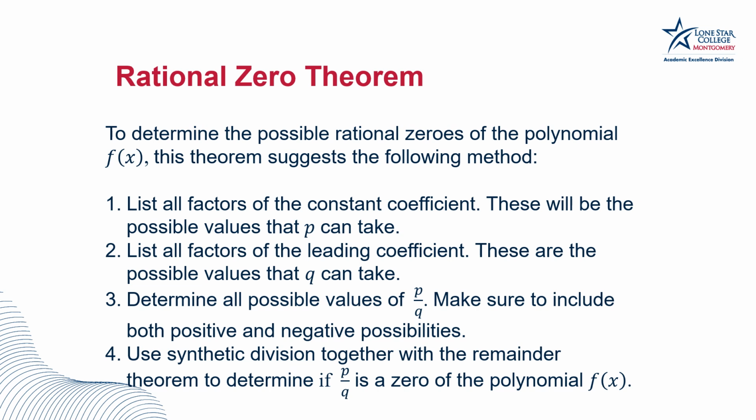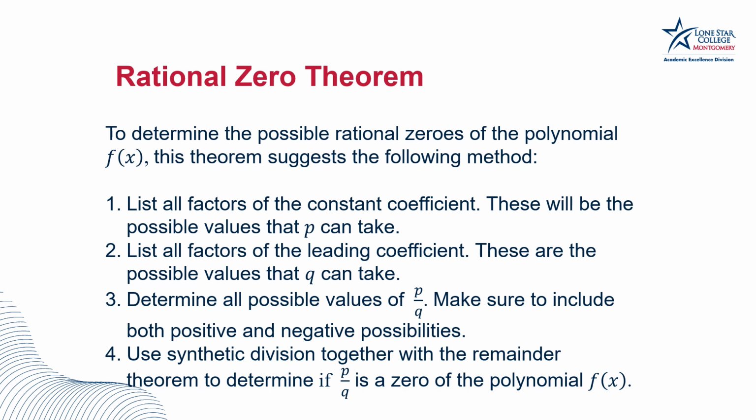The rational zero theorem is a method to determine the possible rational zeros of a polynomial. The method is as follows. List all factors of the constant coefficient. These will be the possible values that p can take. List all factors of the leading coefficient. These are the possible values that q can take. Determine all possible values of p over q. Make sure to include both positive and negative possibilities.